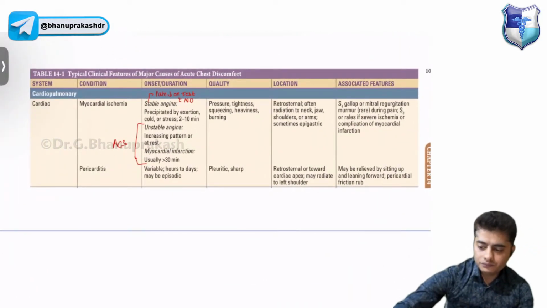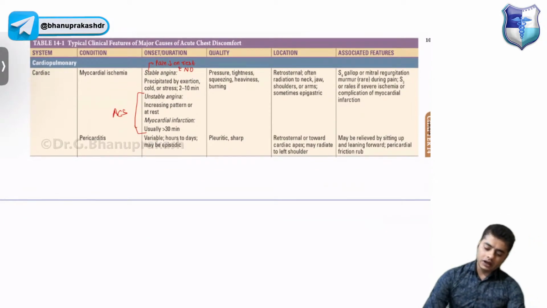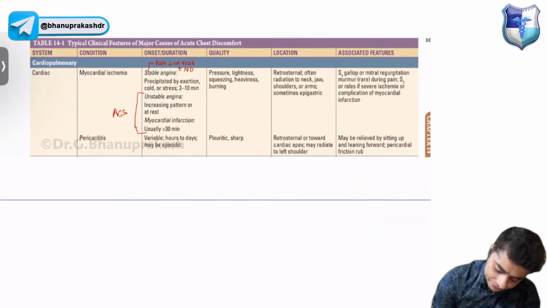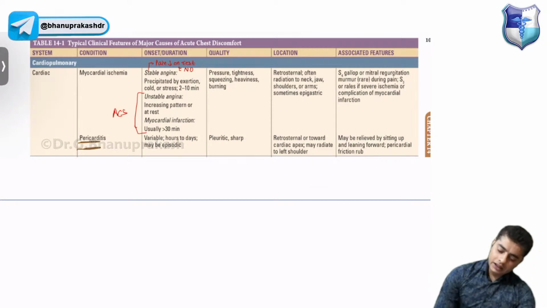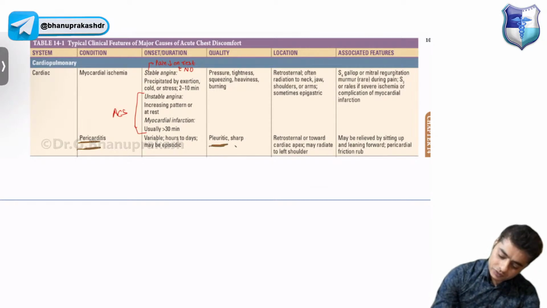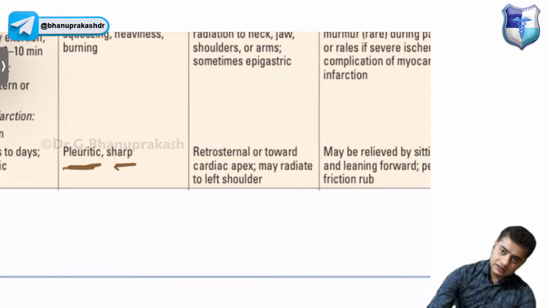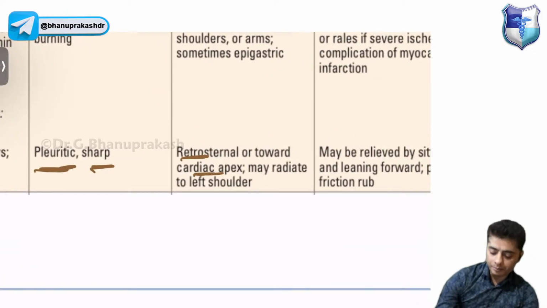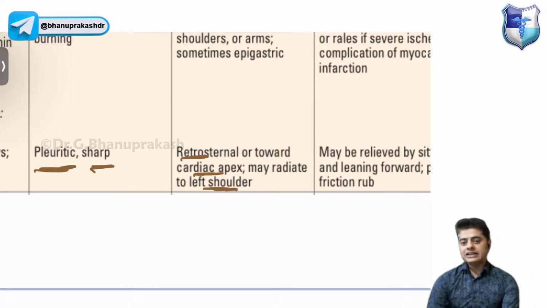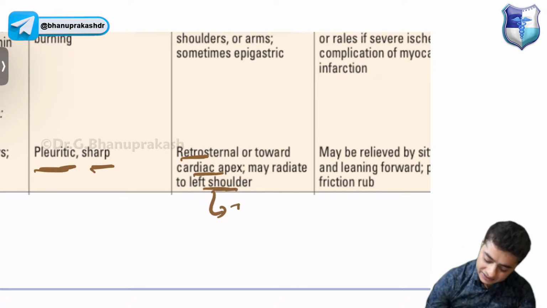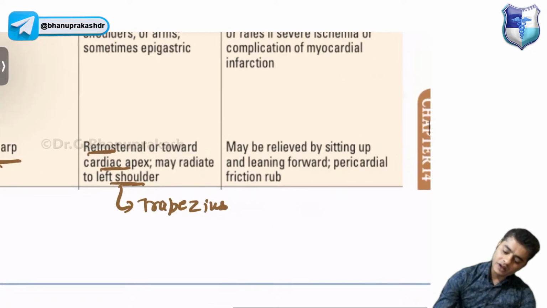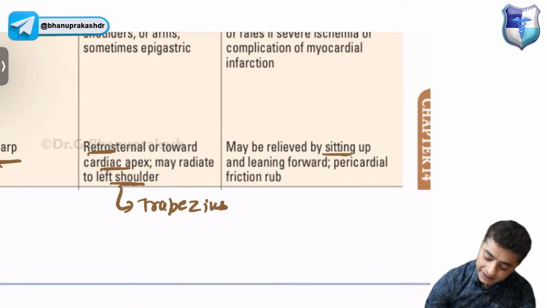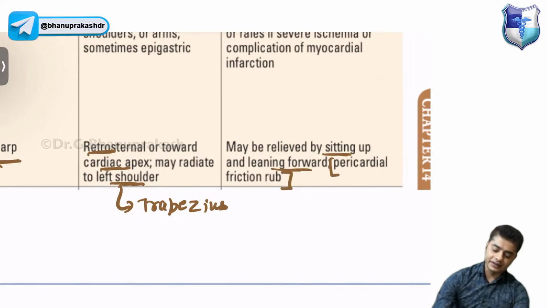Now we will come to another heading of cardiac causes, that is pericarditis. The quality is pleuritic type, sharp. It is retrosternal towards the cardiac apex, and it may radiate to the left shoulder, especially the left shoulder trapezius. It may be relieved by sitting up and leaning forward, and a pericardial friction rub can be present here.